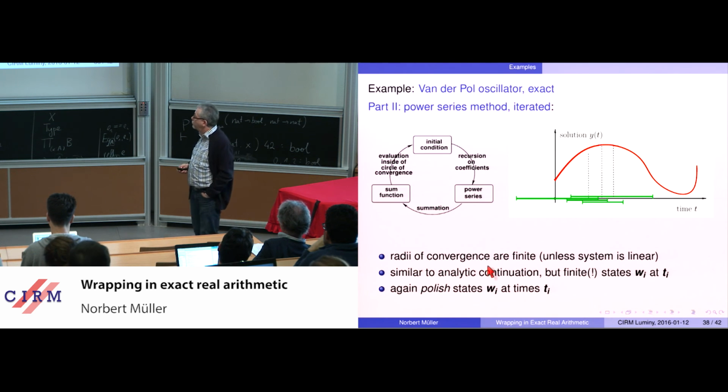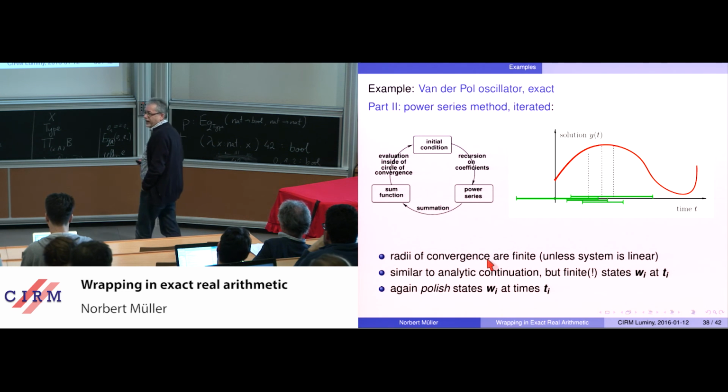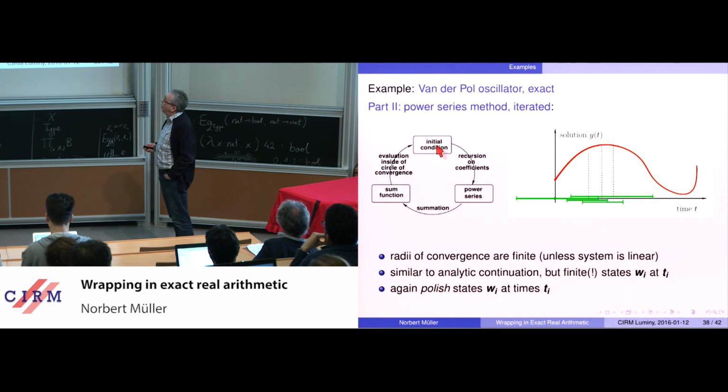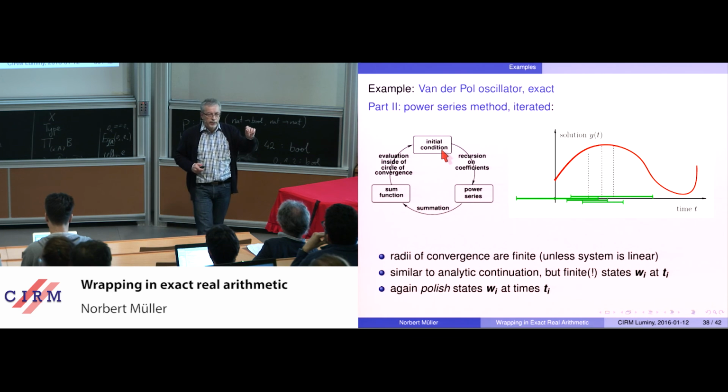Unfortunately, the radii of convergence always are finite, so we cannot do this in very large steps unless the system is even linear. It looks like analytic continuation, but it's much simpler because we always get back to these initial conditions in between, and that is a place where we can do this polishing of the data structure.